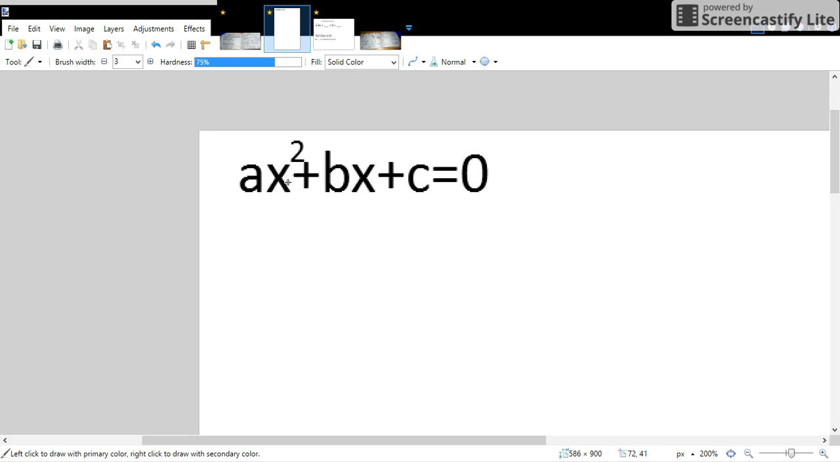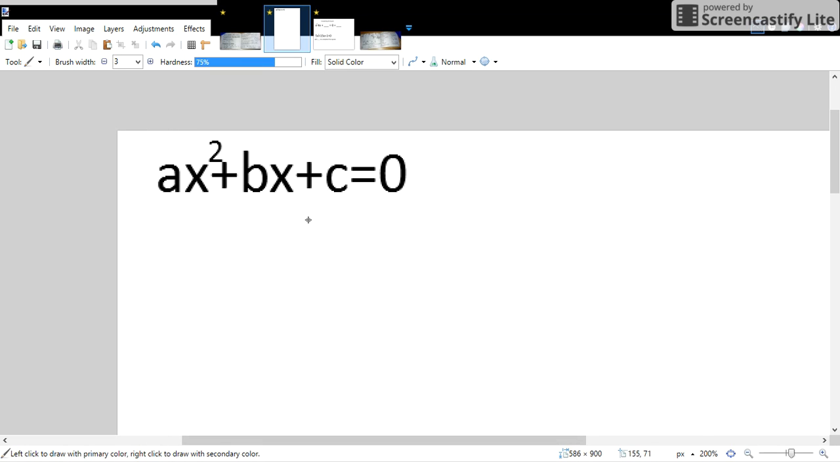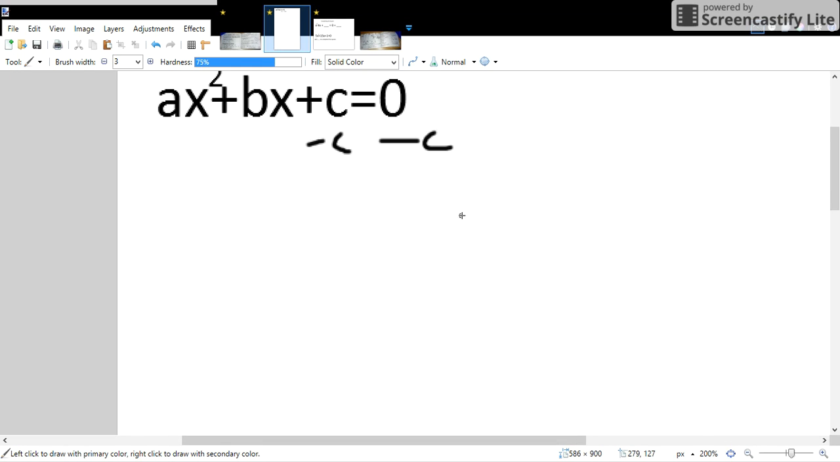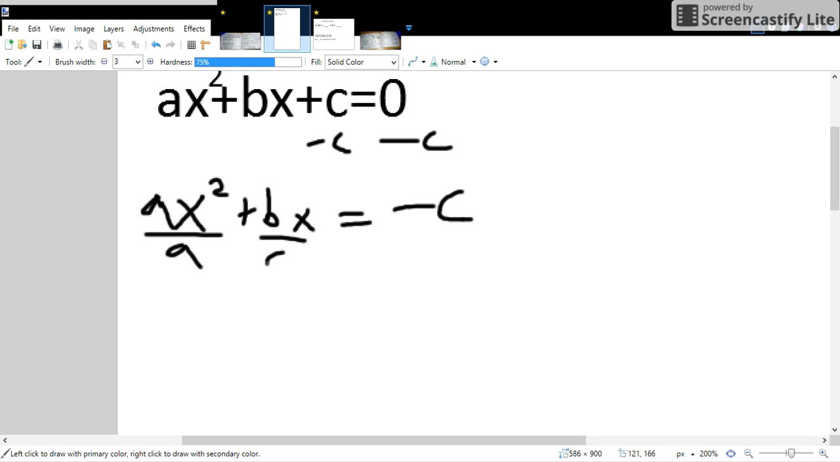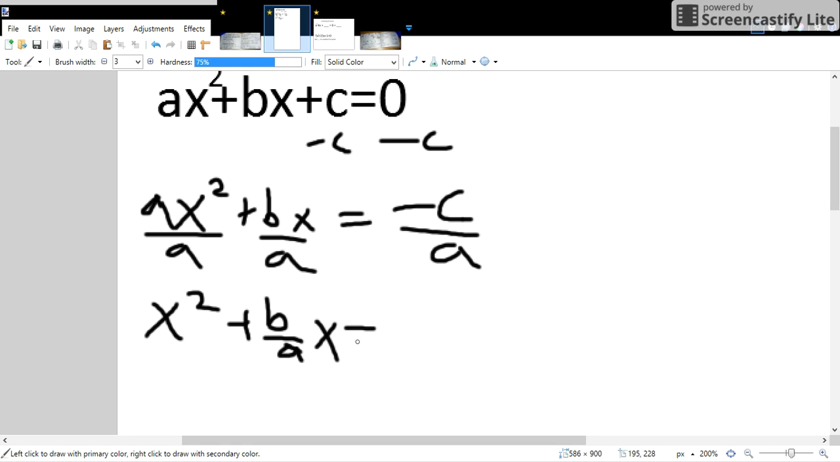So we have ax squared plus bx plus c equals 0. So from there, we're going to make sure that we move our c to the other side, so subtract c. You have ax squared plus bx equals negative c. So now we want to divide by whatever a is. If it's not 1, we're going to divide by something. So now we have x squared plus b over a x equals negative c over a.